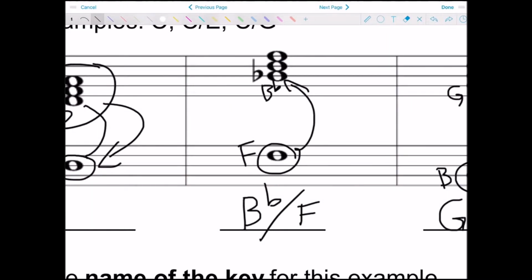So if you ever see this in your favorite pop songs, or you get a piano book that has piano, guitar, vocal written at the top of it, then you're going to be able to understand what exactly the B flat over F or C over E means. That just means that the lowest note in your left hand should be whatever is after the slash.